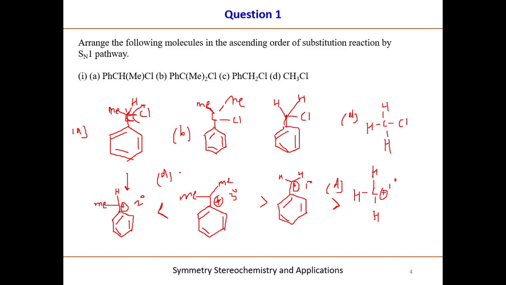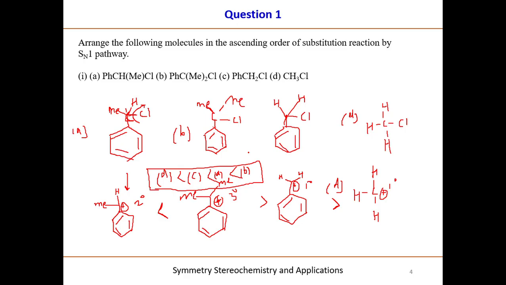Correct? Then C is the second last. Then A, because A is a secondary carbocation, that's why A. Then the tertiary carbocation will come last. So this is the order it will follow. Understood? This is the ascending order of substitution reaction by SN1 pathway. I hope all of you have understood.